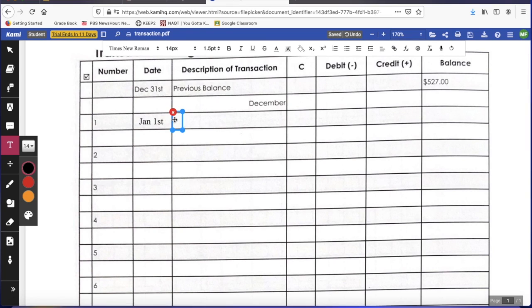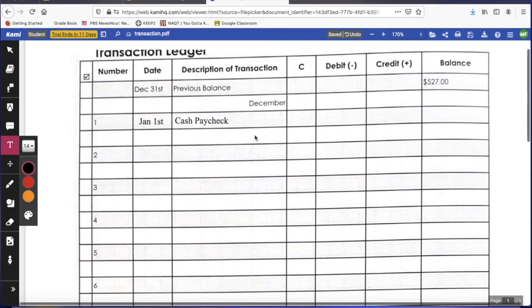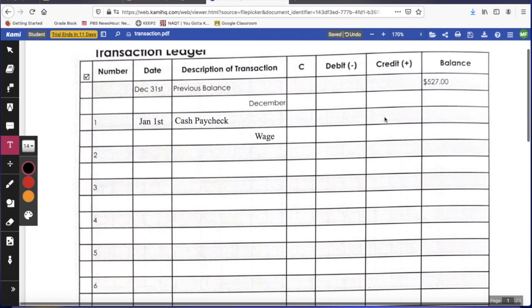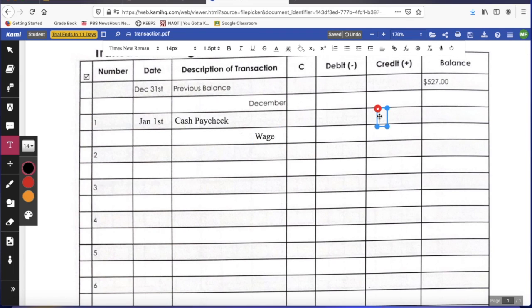Gotta love the pop-ups. He is cashing his paycheck, so cash paycheck on that first line right there, and you're going to put wages down on the second line. Because he is receiving this money, it is considered a credit, and he receives $632. Not bad for a paycheck.